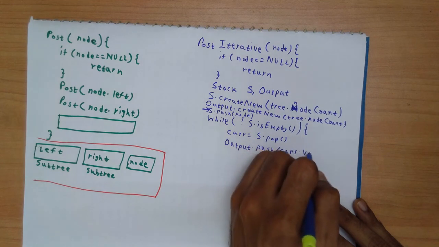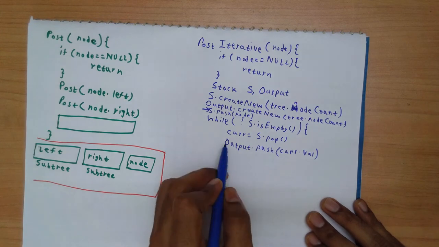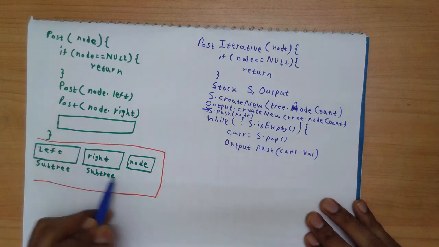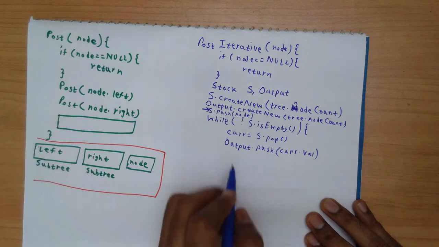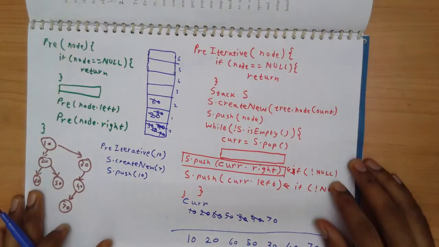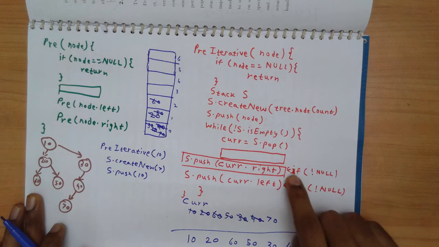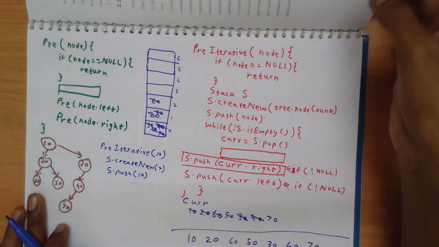current.value. Okay, and then on top of it, what should come first? The right subtree and then the left. So I'll do the reverse of what I did in my iterative pre-order traversal. There I was first pushing the right and then pushing the left. Now I would do the reverse.